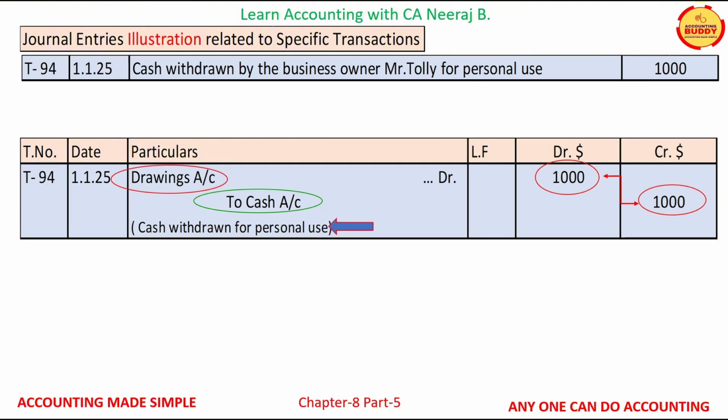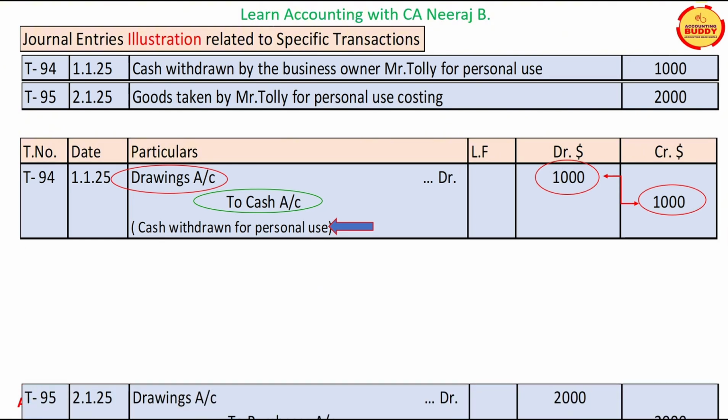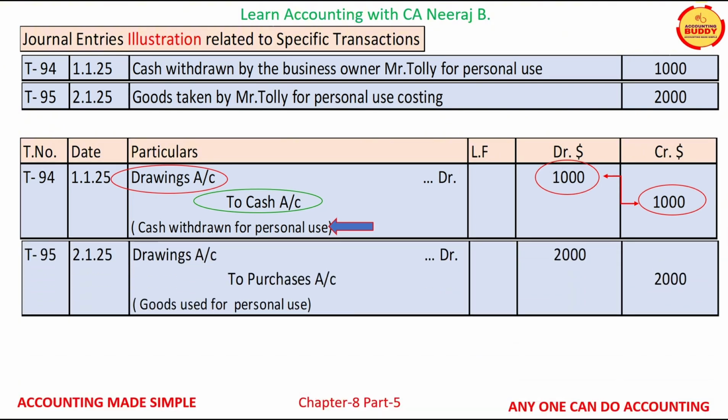Transaction T95 is goods worth $2000 taken by Mr. Tooley for personal use. The two accounts affected by this transaction are drawings account and purchase account. Drawings is a personal account and as per personal account rule, debit the receiver. Purchase account is credited as the goods taken for the personal use is not a sale. Therefore, this entry is passed for $2000 by debiting the drawings account and crediting the purchase account with proper narration for the entry.